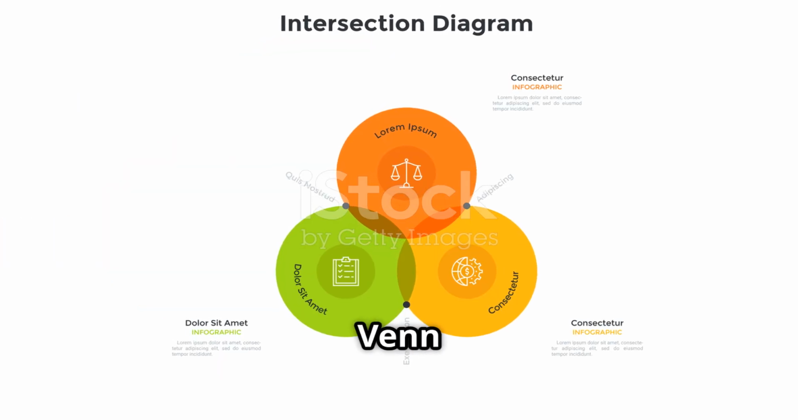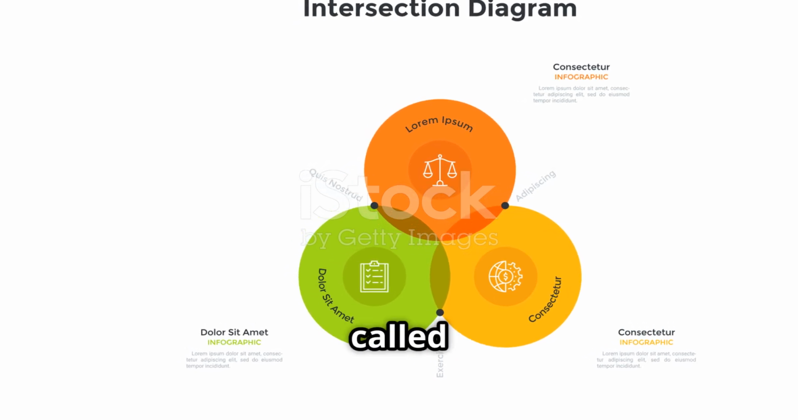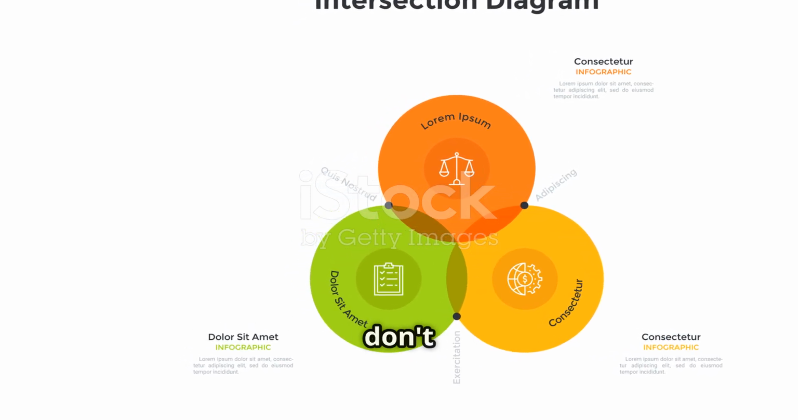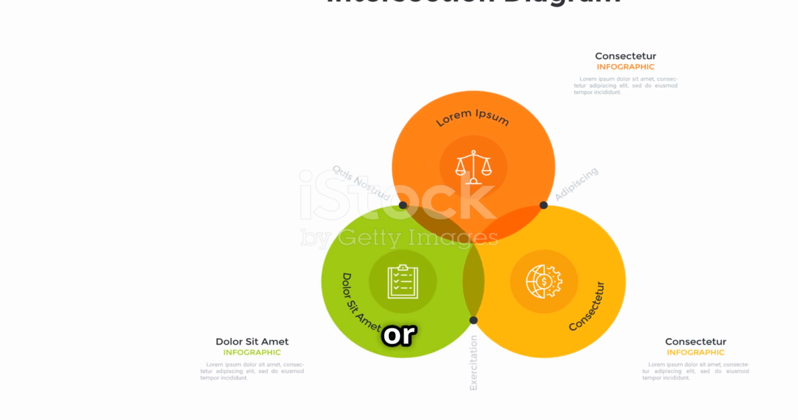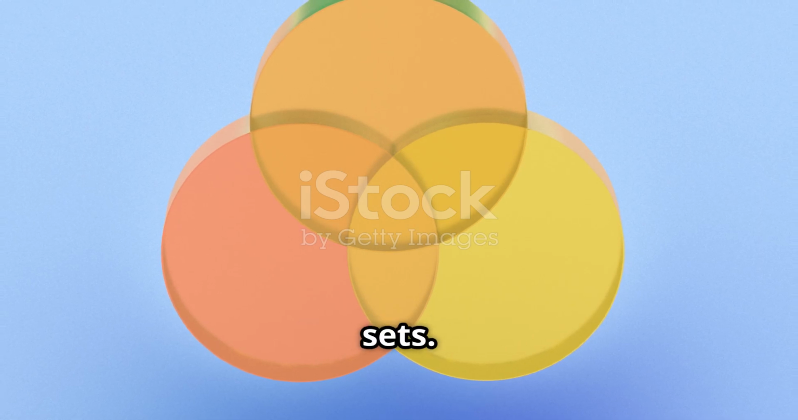The most basic Venn diagram uses two circles. The area where they overlap is called the intersection. The parts that don't overlap are called the differences or unique parts of each set. You can also have three-circle Venn diagrams which show the relationships between three sets. The overlapping sections get more complex, but they still work the same way.